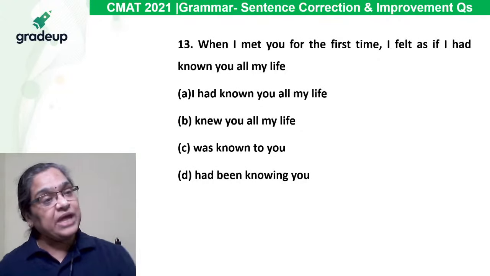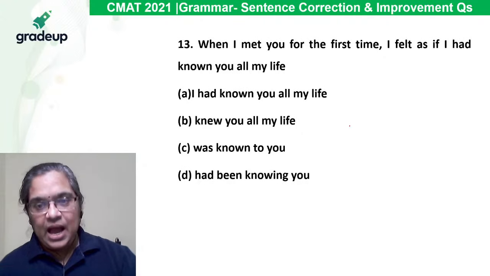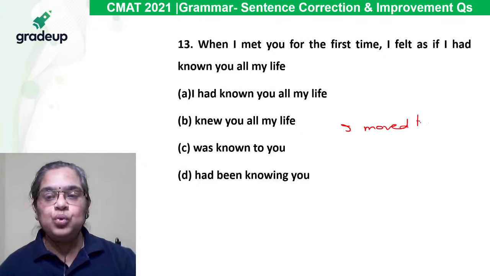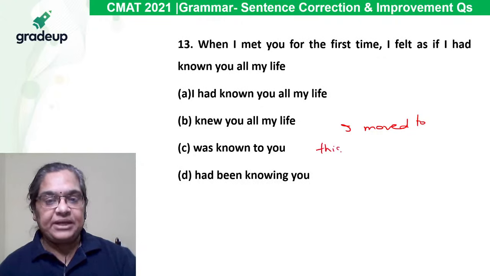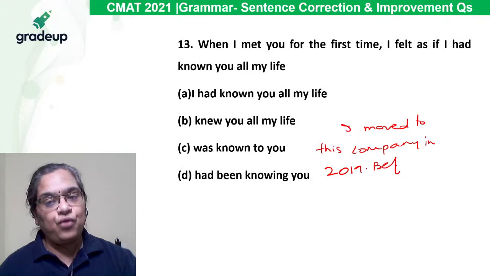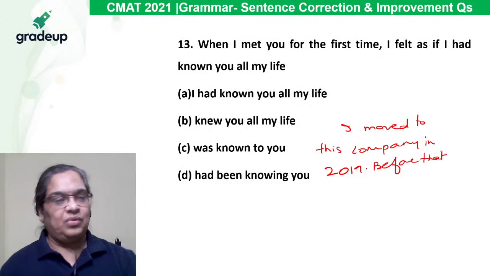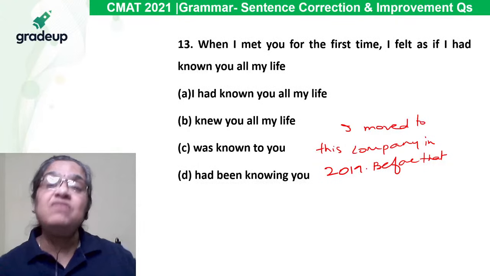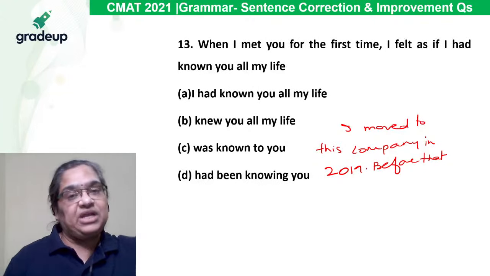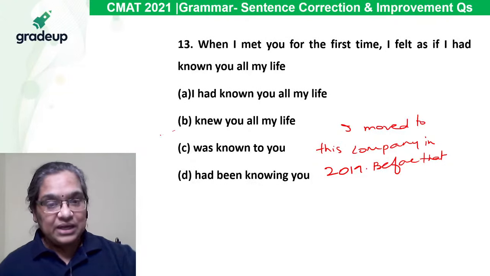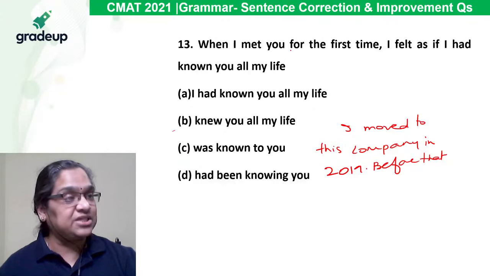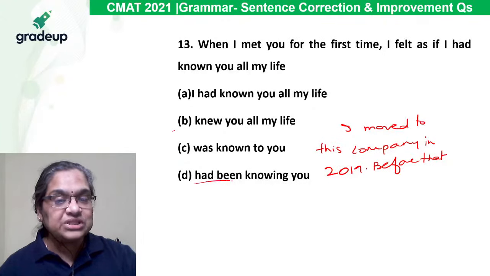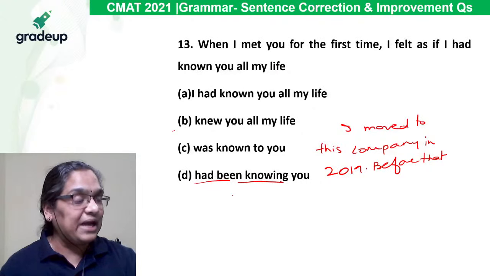Now, when will you use I had been doing? Okay, I moved to this company, whatever company you're working in, in 2019. Before that, I worked in another company, or I had been working in a particular company for many years. So here, when I met you for the first time, why would you use this? I had been knowing you all my life.